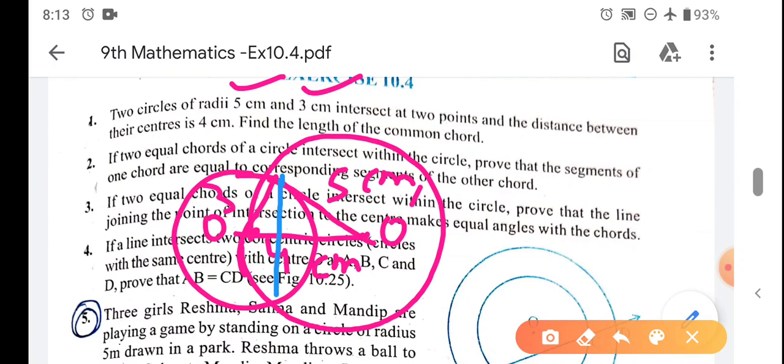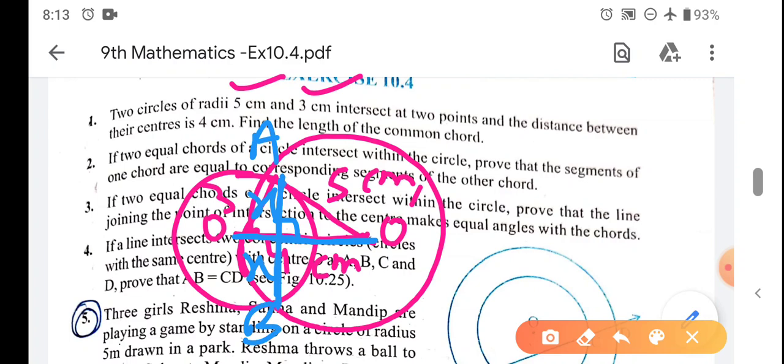10.3, we have seen in the third question that if this is a common chord, then the line joining the centers is perpendicular. If this is a common chord between the two circles and this is the line joining the centers, then this is perpendicular and it also bisects. So we have to find out AB. Let it be X. Because both halves are equal, it bisects, and it also makes an angle of 90 degrees.